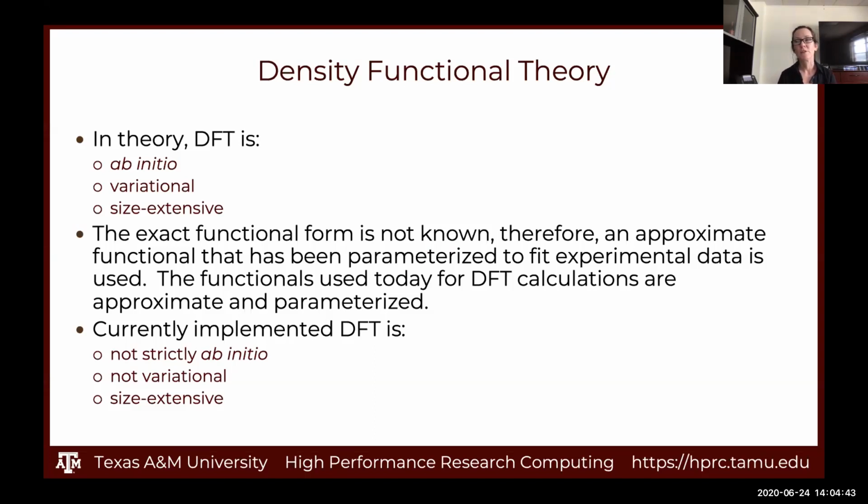The problem is we don't know the true form of the functional, okay? We don't have the exact functional form. What we have are approximations, okay? So there's a number, many functionals that are out there. Okay? So current implementation of DFT is not strictly ab initio, it's not variational, but it does retain the property of size extensivity, okay?